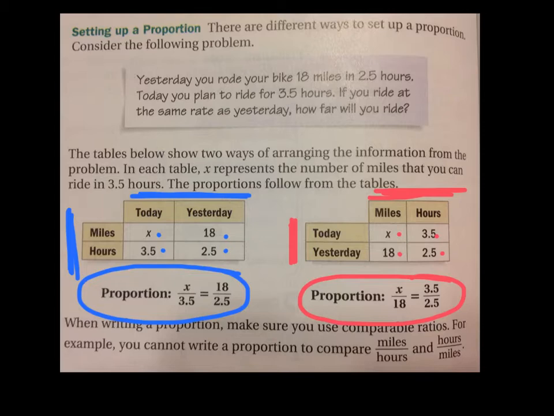The one thing you need to be sure of when writing your proportion is making sure you're using comparable ratios. Make sure you can actually compare what you're writing. So you can't write a proportion that compares miles to hours and hours to miles. Notice that in each we've compared miles per hour to miles per hour, or miles to miles and hours to hours. Okay? We've been really careful to keep our units the same. Now let's work out a problem together that uses this idea.